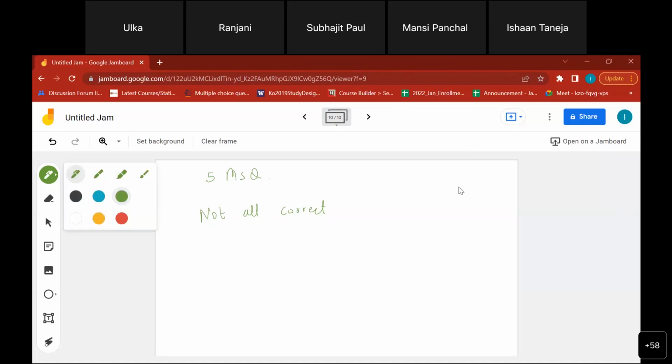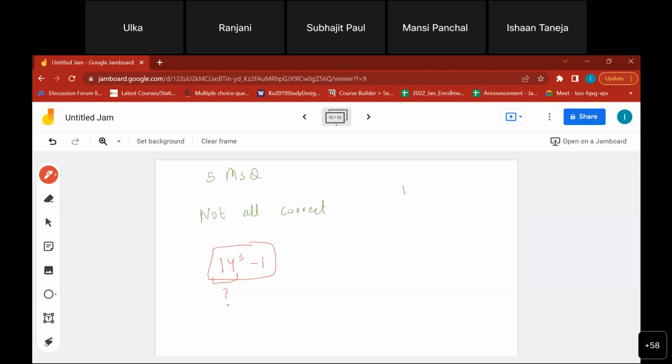How would you approach this one? Anyone, any idea? 14 to the power 5 minus 1. Why 14 to the power 5? Since it's MSQ, we can select multiple options. There are 4 options, so we can select 2 to the power 4 minus 1, which is 15. To attempt one question, we have 15 possible ways.